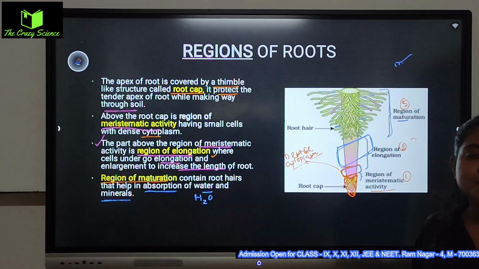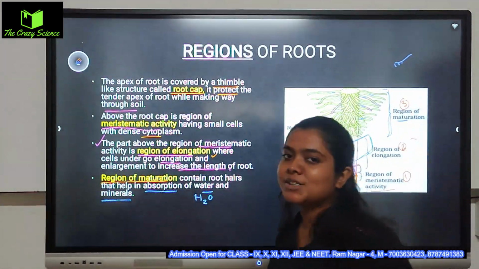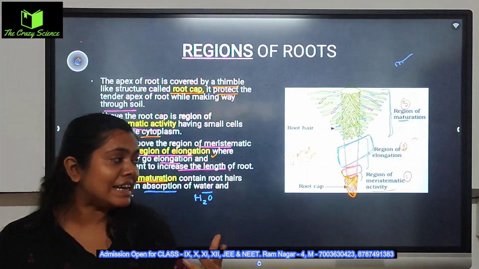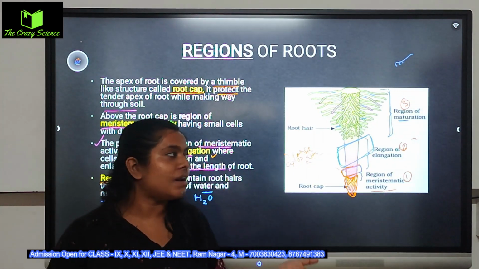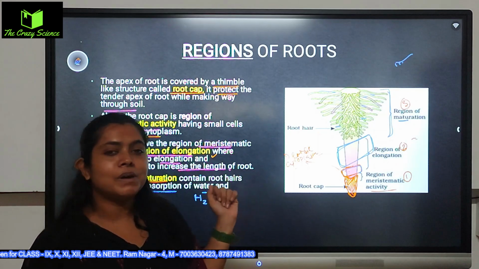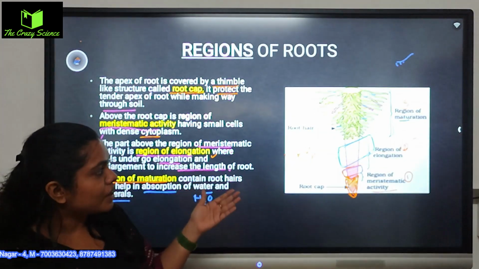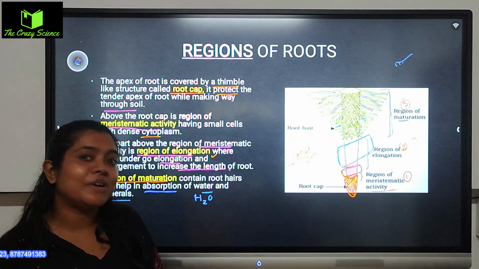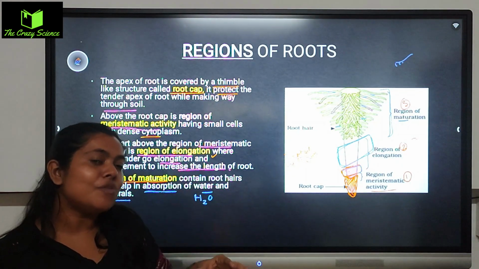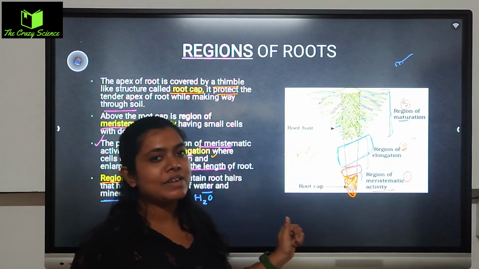responsible for the more and more division, cell division, that elongation পেতে পারে, and then regions of the maturation. All of this, meristematic activity, then elongation, then maturation. Three of them are required, but the actual process and the formation starting from the meristematic activity itself.